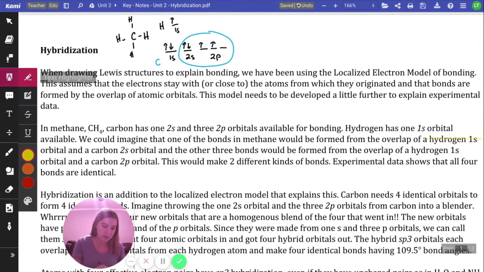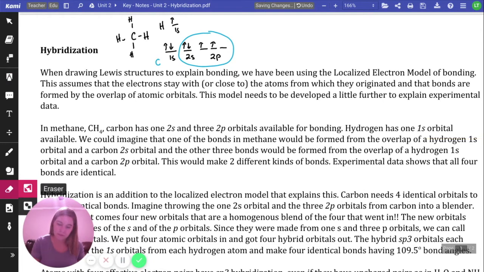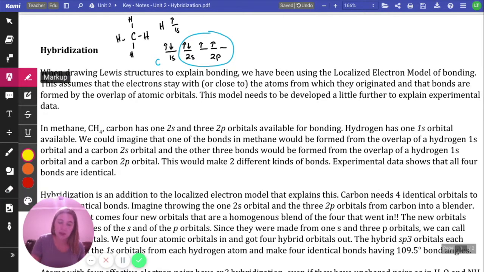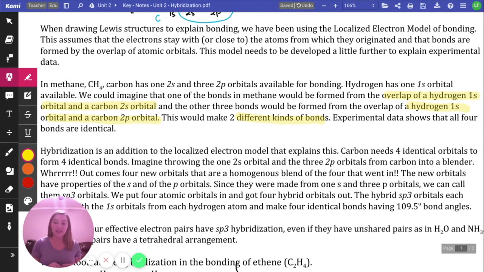So we would think that one of the bonds in methane is formed from the overlap of a hydrogen 1s orbital and the carbon 2s orbital, and the other bonds would be formed by the 1s orbital and a carbon 2p orbital. Then we would have 2 different kinds of bonds. But what we actually see is that all 4 bonds are identical. So we have to have hybridization to explain why all 4 bonds are identical.